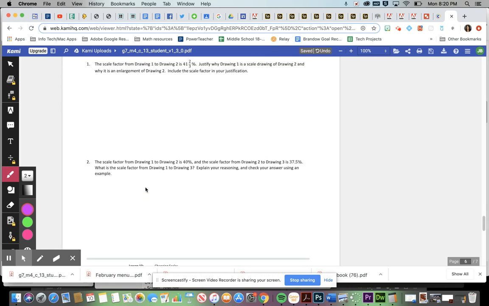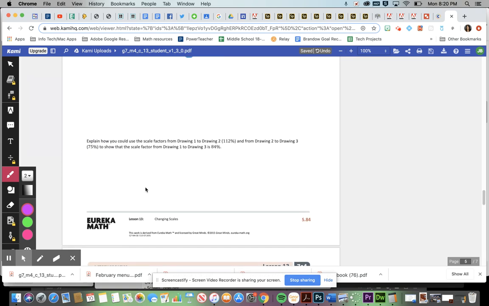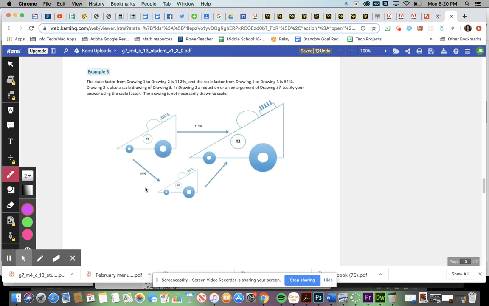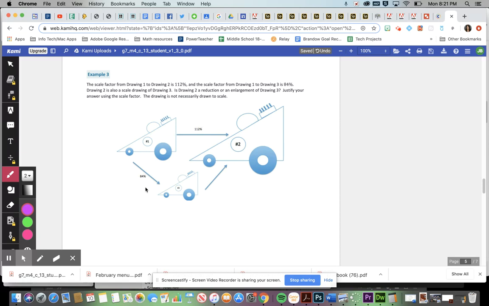Okay. Oops, too far. Here we go. Example 3, and this is our last one. It says the scale factor from drawing 1 to drawing 2 is 112%. Here's that 112. It's from 1 to 2. Makes sense. It's an enlargement, so greater than 100. And the scale factor from drawing 1 to drawing 3 was 84%.